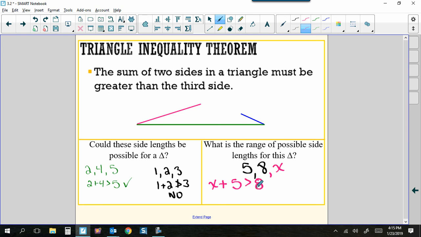Think back to when you first learned inequalities, first learned basically one-step equations. You would simply subtract 5 from both sides, giving you x must be greater than 3. Now let's say that x is the biggest side. If x is the biggest, then 5 and 8 must be the 2 smaller sides. So in a separate problem, you would then do 5 plus 8 must be greater than x. 5 plus 8 is going to be 13. That must be greater than x.